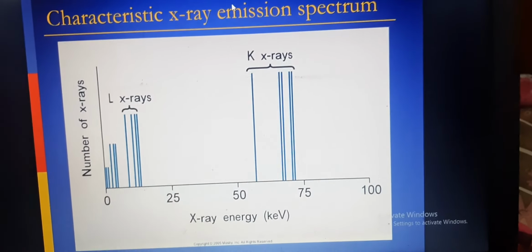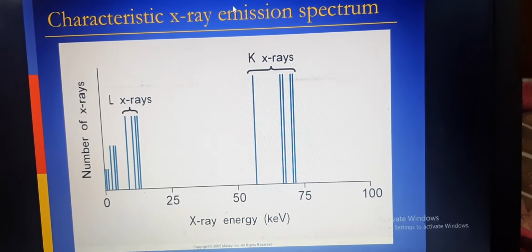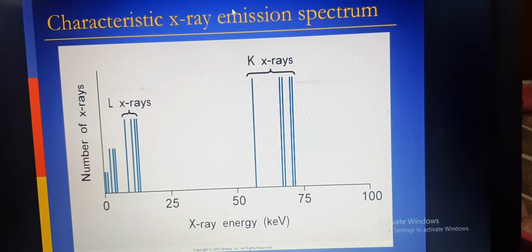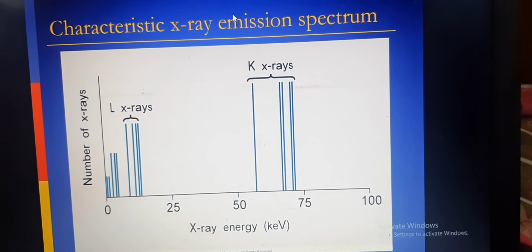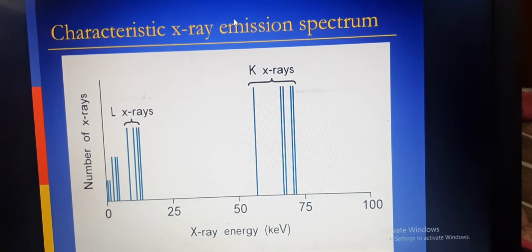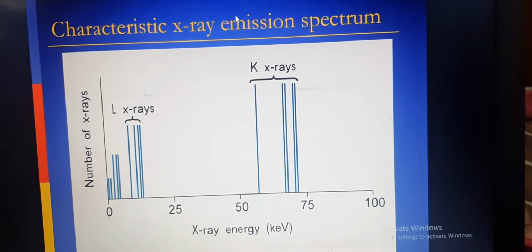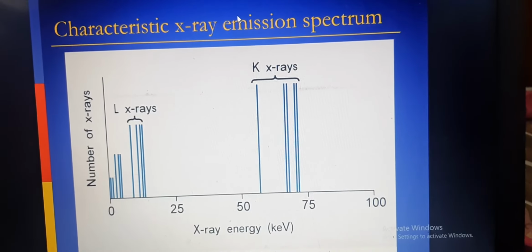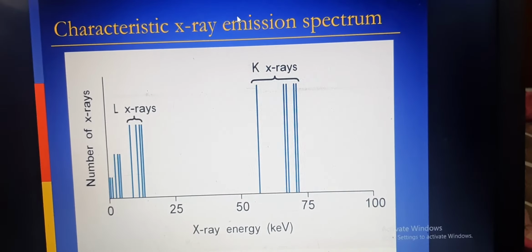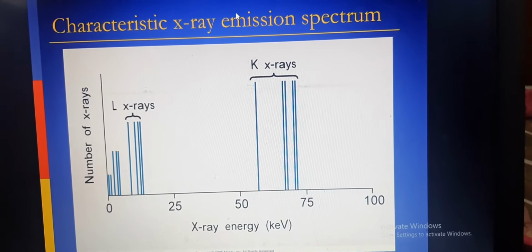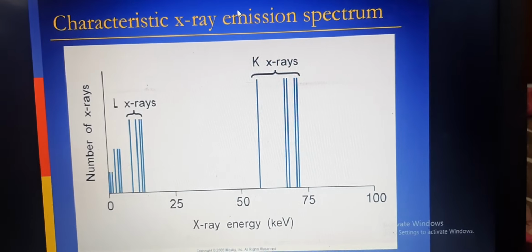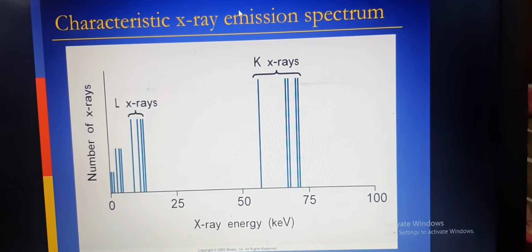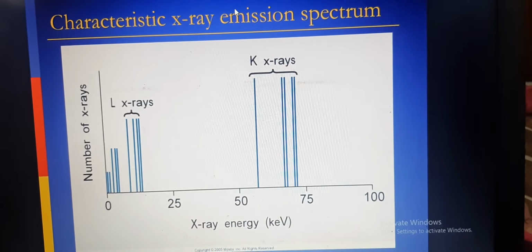Coming to the characteristic X-ray emission spectra, it is of fixed or discrete energy. These energies are characterized by the difference between the electron binding energies of a particular element. A characteristic X-ray from tungsten, you can see here, has a range of different energies.